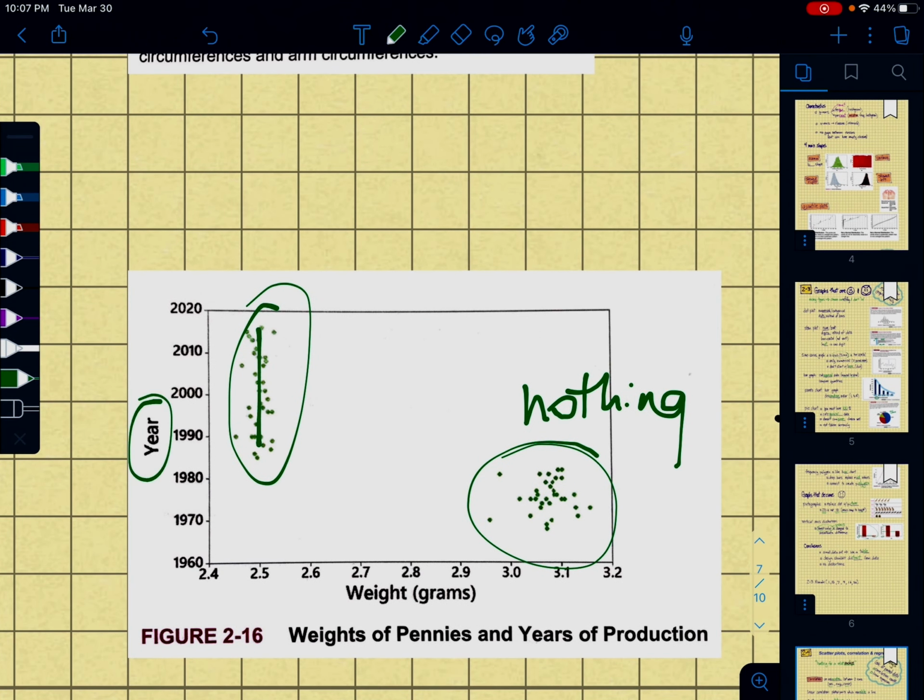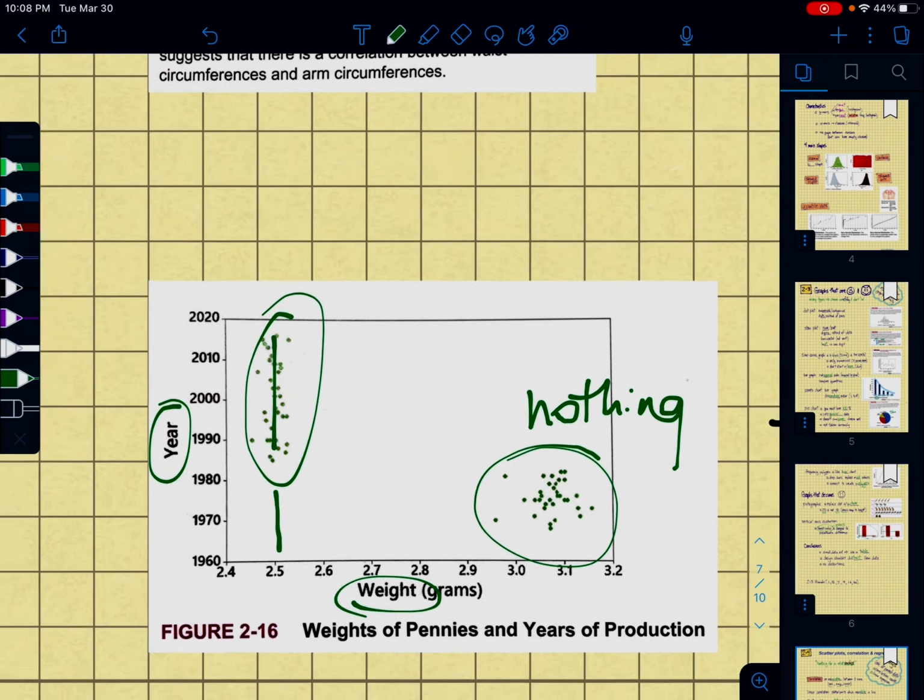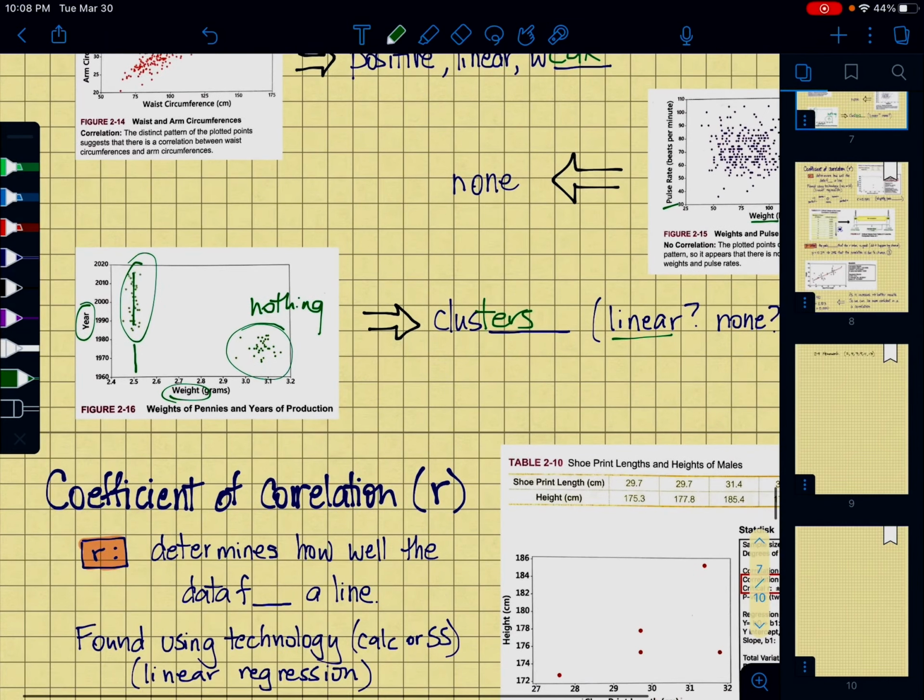The only thing weird about this graph is I would have switched my axes around. I would have put the weight on the vertical and the year on the horizontal. It looks like a fairly constant value. We can kind of see what that weight was. Okay? All right.